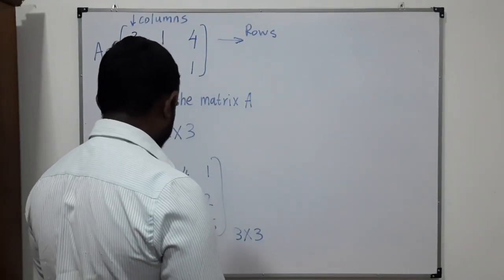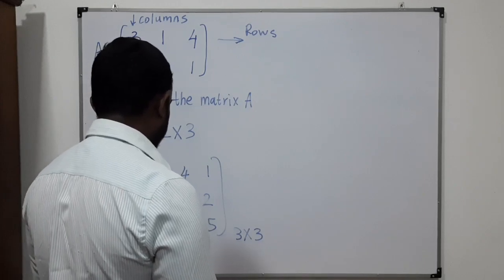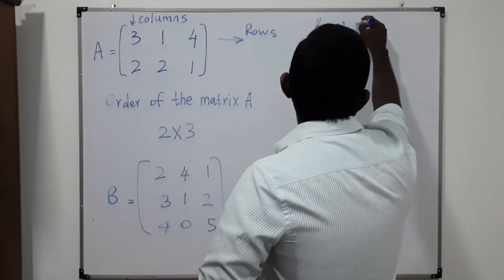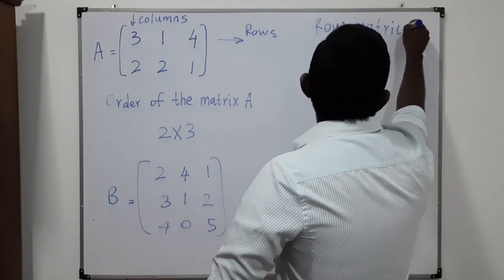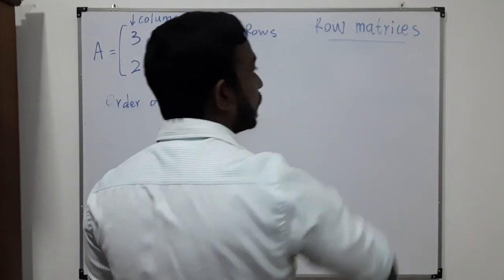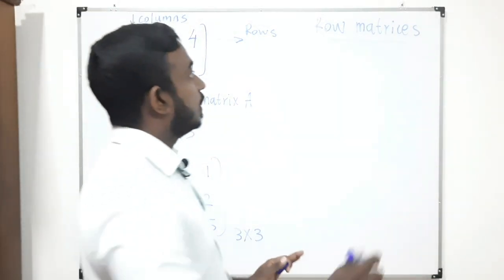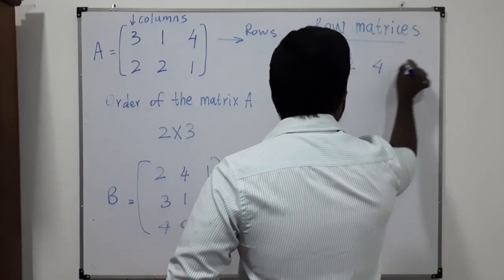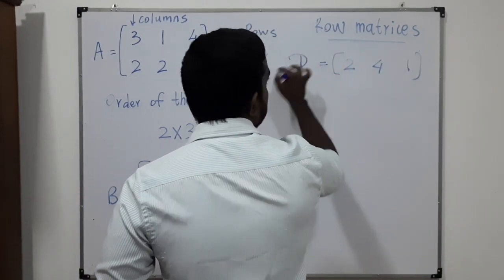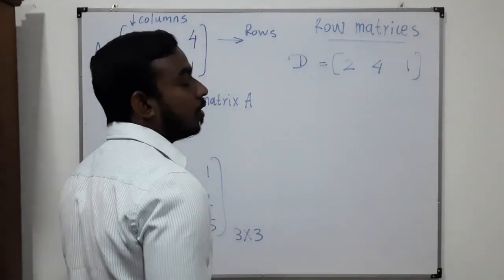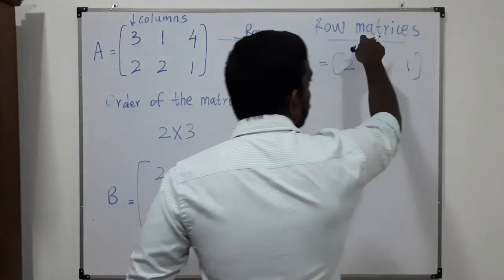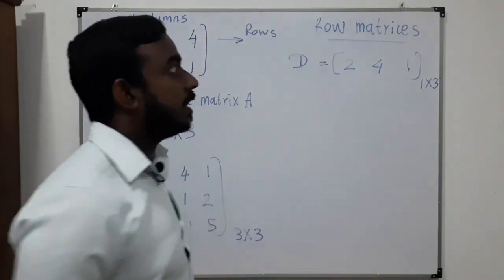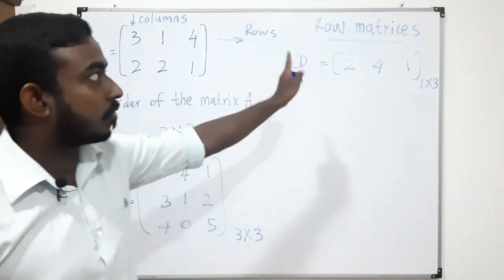Then after that, let us see what a row matrix is. Row matrices. By the name you can understand what row matrices mean. There would be only one row. So if I mark 2, 4, 1 and name it D, and write down the order of this matrix, 1 row and 3 columns, so I can write 1 into 3. As there is one row, that is known as a row matrix.